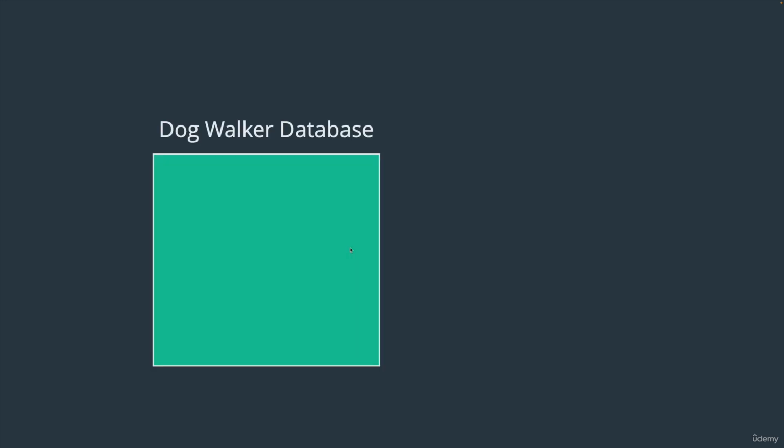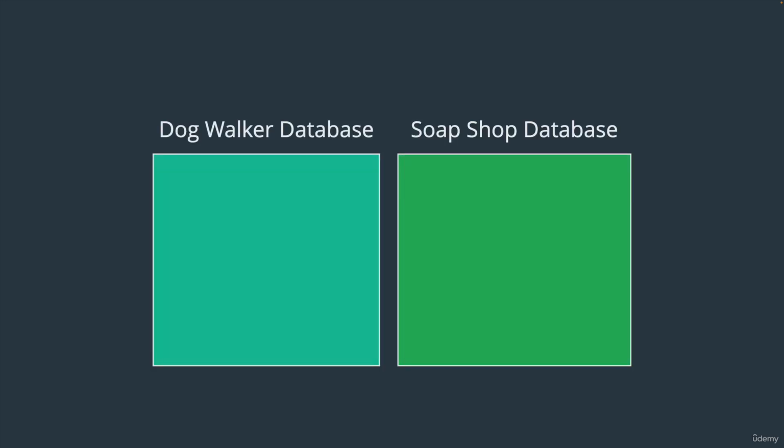So let's zoom in on just two, a dog walker database and a soap shop database. So we have a dog walking app and a soap e-commerce store, I guess. Both of these will have some data, right, that is unique to them. So we'll have some dog stuff, dog profiles, walkers, something like that inside of the dog walker database, and we'll have a soaps set of information in the soap shop database.